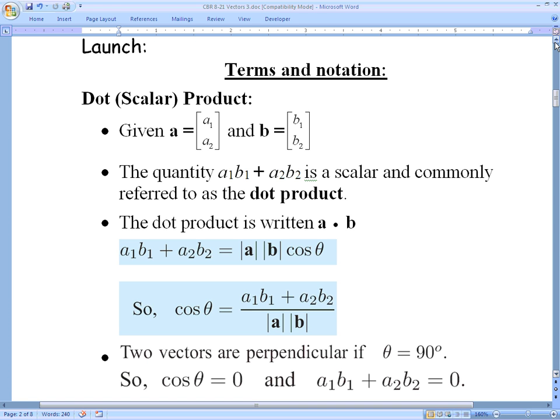So, given two vectors, vector A and vector B, I've written them here in component form. Vector A has an x component as well as a y component, which we're calling a sub 1 and a sub 2. We can find the scalar product, or dot product, by simply multiplying a1 and b1, essentially finding their product, which is part of where the name comes from, and then taking a2 and b2, finding their product, and adding those two products together. That's called the scalar product or dot product.